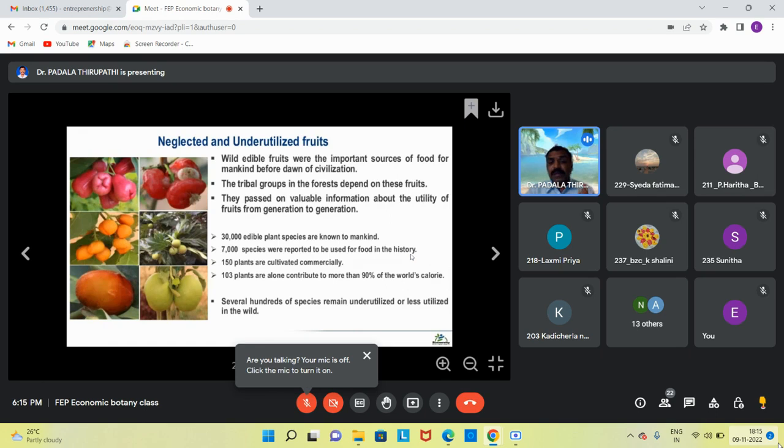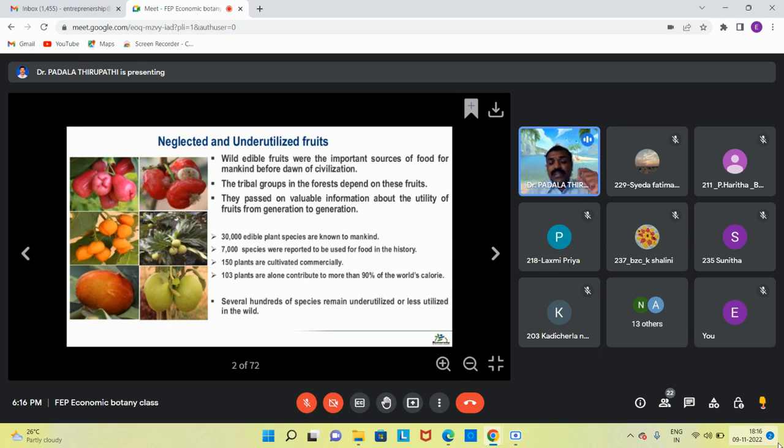So 30,000 edible plant species are known to mankind, and 7,000 of the species were reported to be used for food in history. What do you understand? Of 30,000 edible plant species, we have used 7,000 species in history, and only 150 plants are cultivated commercially. So among these 30,000 species, only 150 species are cultivated for commercial purposes. Am I right? Among these, 103 plants alone contribute to more than 90% of the world's calories.